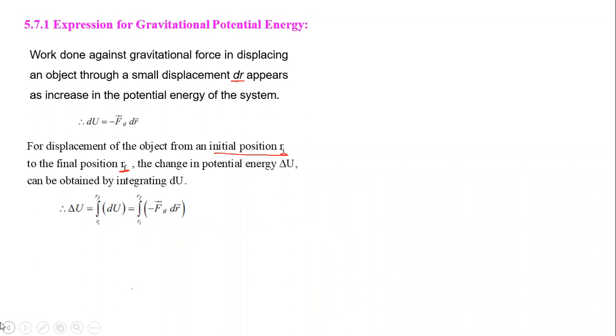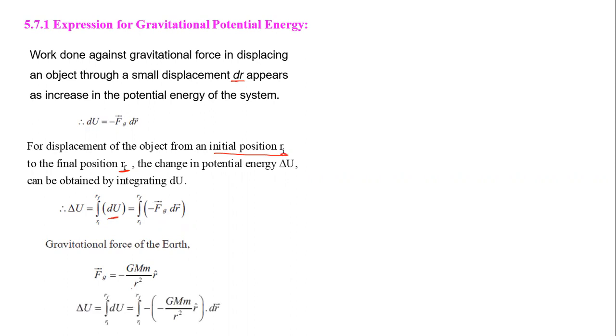Now let me substitute this value of dU, minus Fg into dr. Here Fg is the gravitational force. But you know that the gravitational force by Newton's law of gravitation is minus GMm by r square into the unit vector r cap. This is the gravitational force. Now let me substitute that gravitational force. After substituting, the minus minus gets cancelled, and we get GMm by r square into r cap.